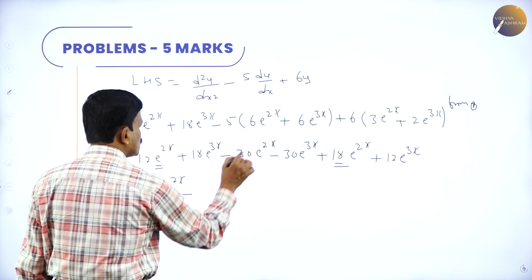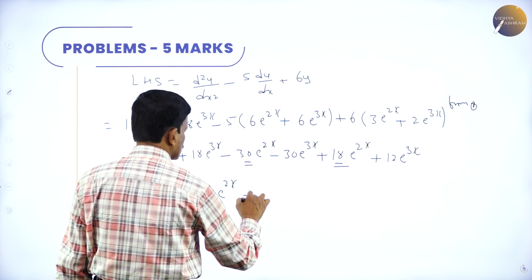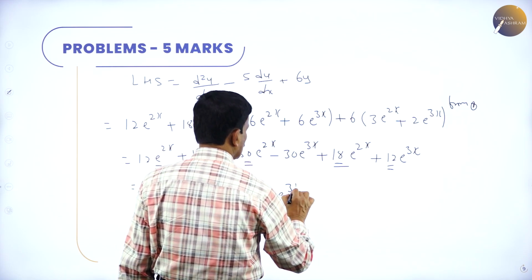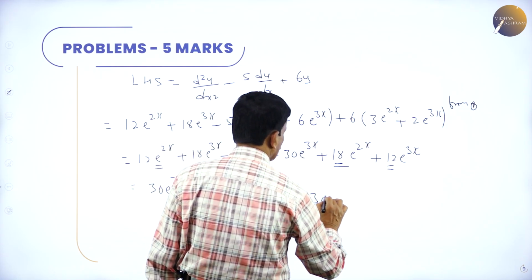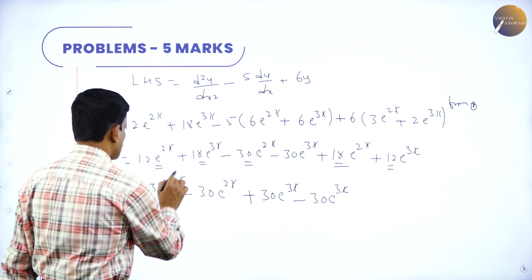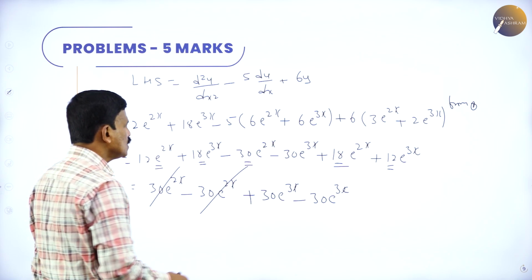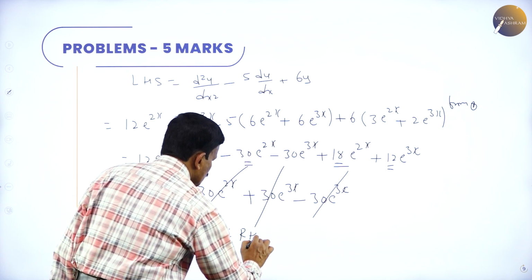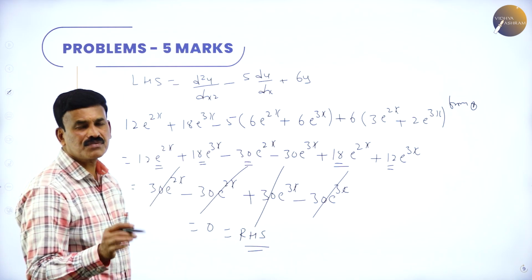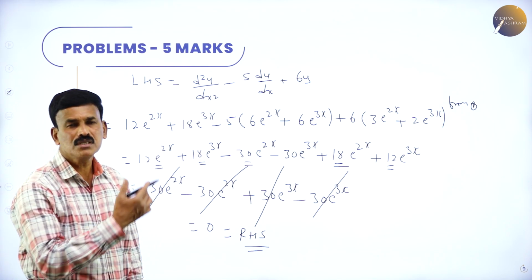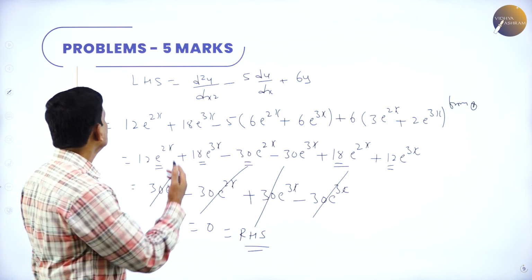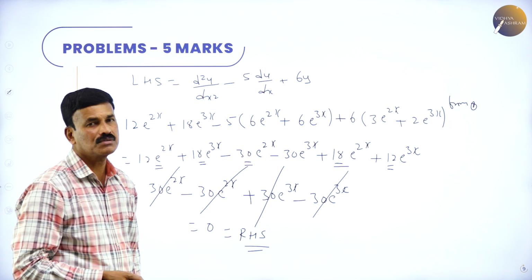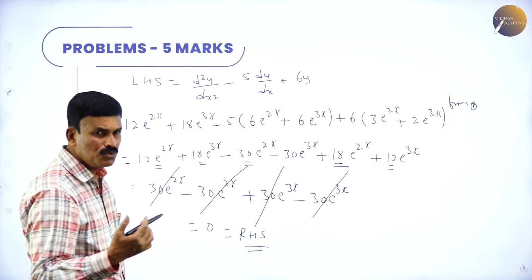30 e to the power of 2x minus 30 e to the power of 2x, plus 18 e raised to 3x plus 12 e raised to 3x is 30 e raised to 3x minus 30 e to the power of 3x. Now cancel the terms. Plus 30 minus 30 e raised to 2x, plus 30 minus 30 e raised to 3x gets cancelled. This is equal to 0. That is the required answer. First find out dy by dx and d square y by dx square, and substitute in the given equation d square y by dx square minus 5 dy by dx plus 6y. You will get the answer as 0. Okay. Now move on to the next problem.